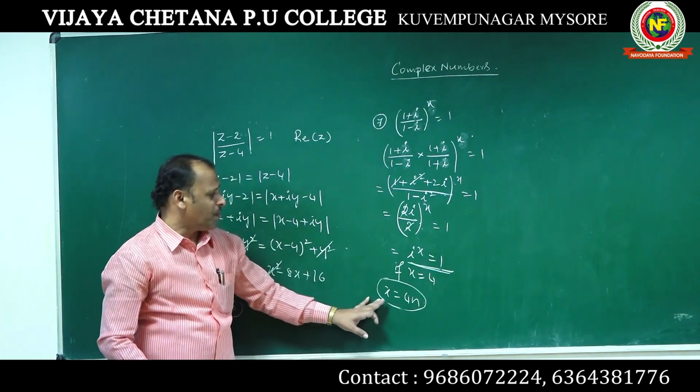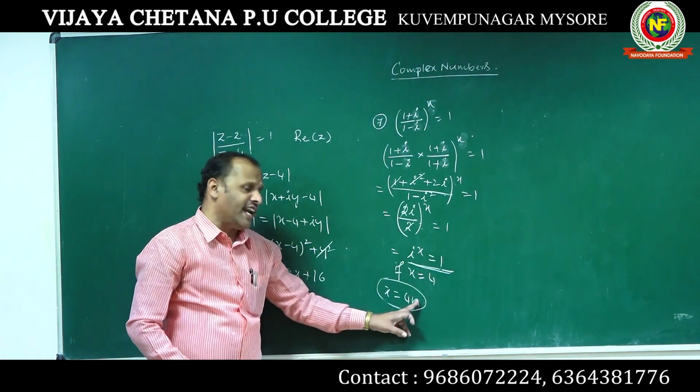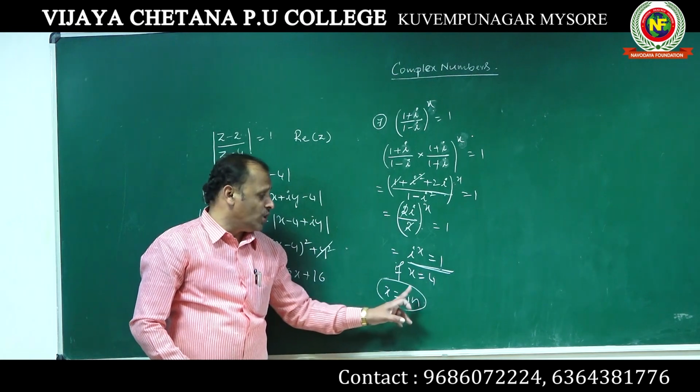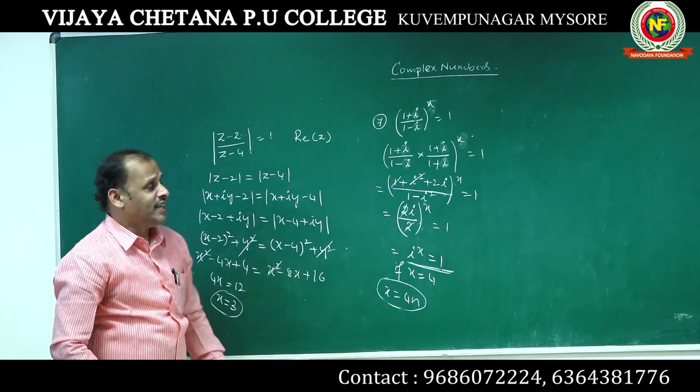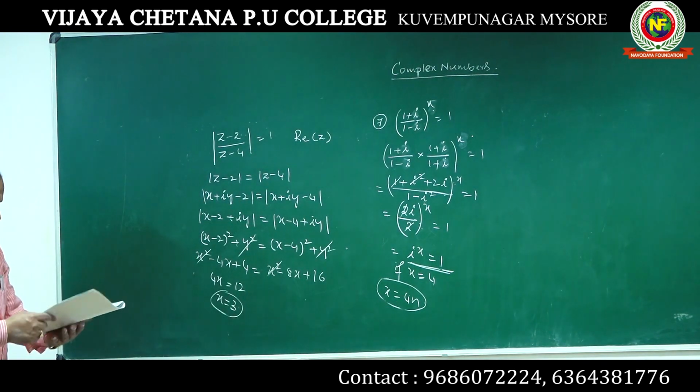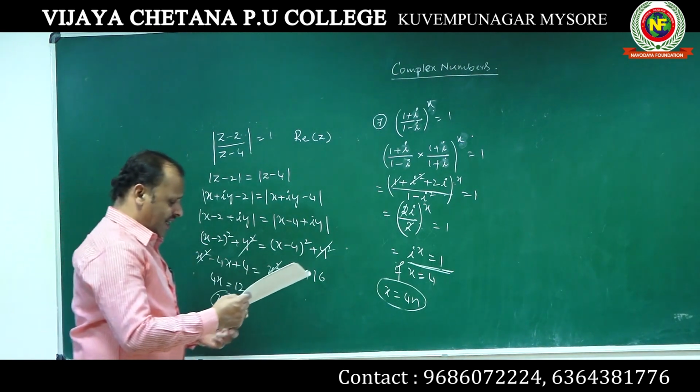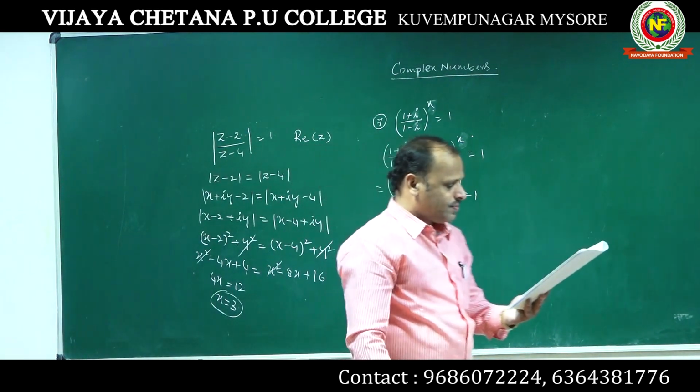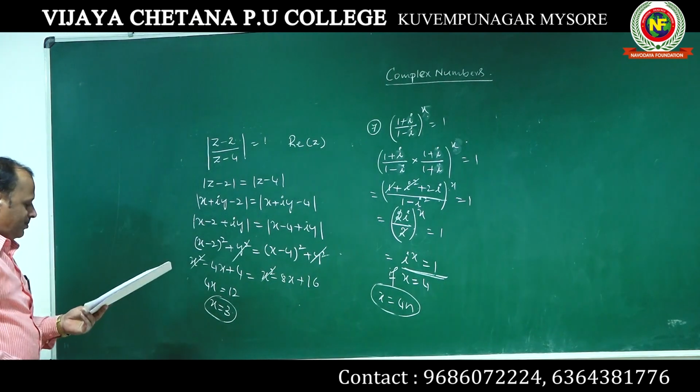But in the place of 4n, meaning 4 into n, n means natural numbers. Whatever number you take, we are getting the value 1. Next question.